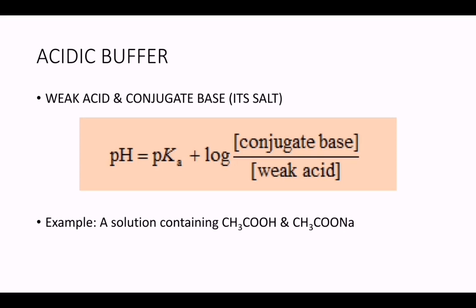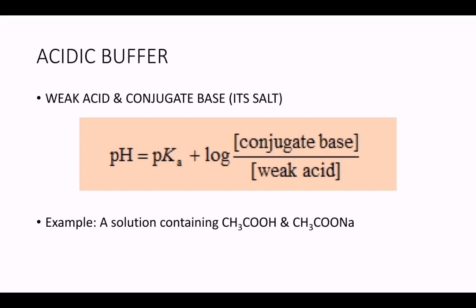Let's look at acidic buffer. It is a solution which contains weak acid and its salt, which is also the conjugate base. The formula to find pH of acidic buffer solution is pH equals pKa plus log concentration of conjugate base over the concentration of weak acid.